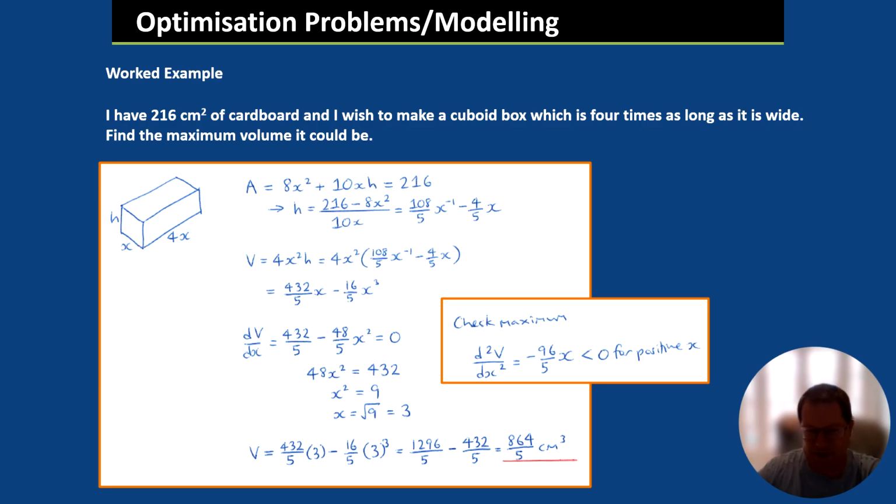Now in this question, we haven't been asked to justify that it's a maximum, but we can do. If we find the second derivative, we get minus 96 fifths of x. And as I said before, since x is a positive number, that is definitely going to be negative when we substitute our positive value into it. Hence, we have a negative value and it's a maximum.